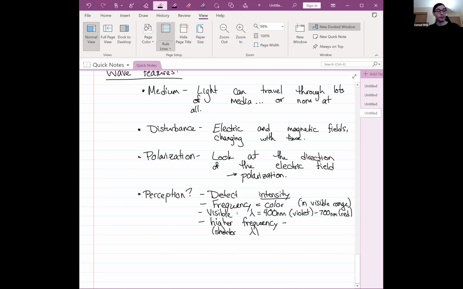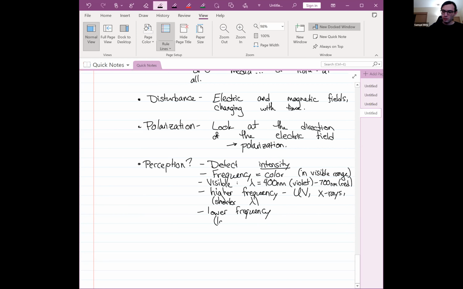There's also lower frequency, which is longer wavelength. These are things like infrared. We can't see infrared, or even microwaves, or radio waves.